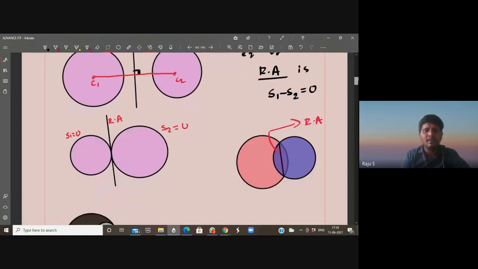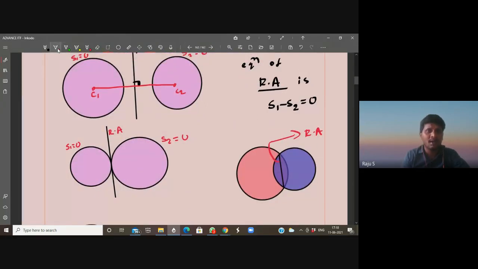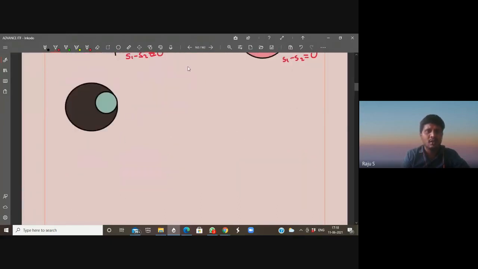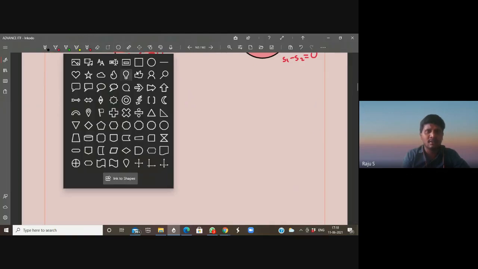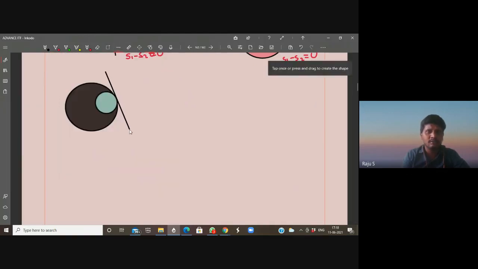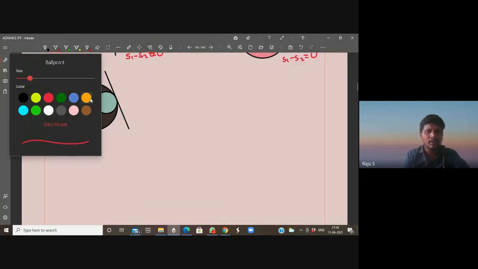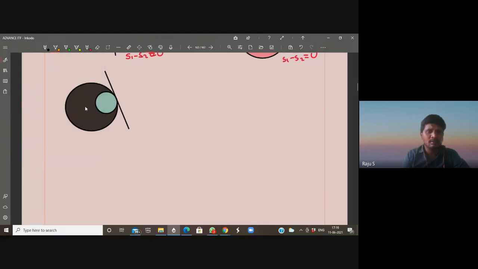In all the cases, the formula will be the same, students: S1 minus S2 is equal to 0. Here also S1 minus S2 is equal to 0, here also S1 minus S2 is equal to 0. The formula cannot be changed. Here also the radical axis is given by the common tangent. Two circles are there; this is center C1, here center C2. This circle's equation is S1 is equal to 0, and this circle's equation is S2 is equal to 0. S1 minus S2 is equal to 0 is the equation of the radical axis.